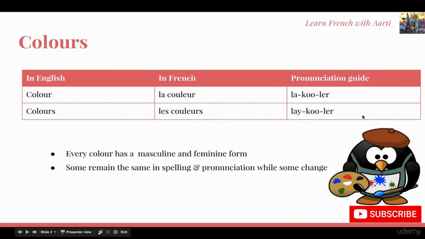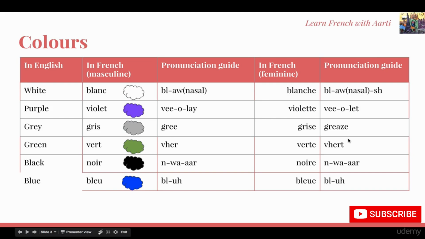Every color in French has a masculine and feminine form. Some colors remain the same in spelling and pronunciation. Some change a bit. Let's see the list of colors. I'll announce the color in English first, followed by its masculine form and then feminine.